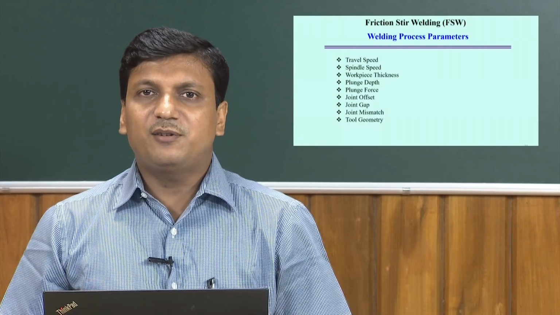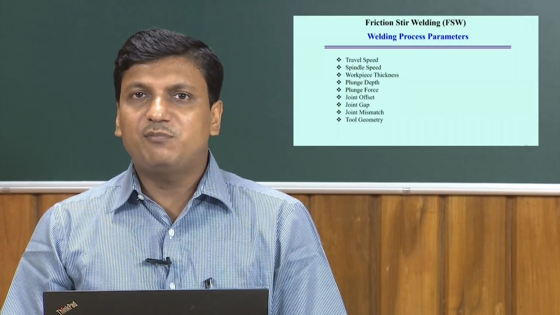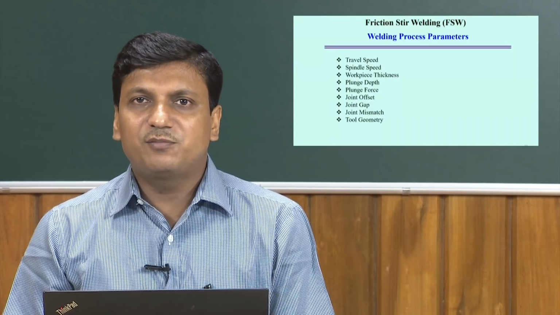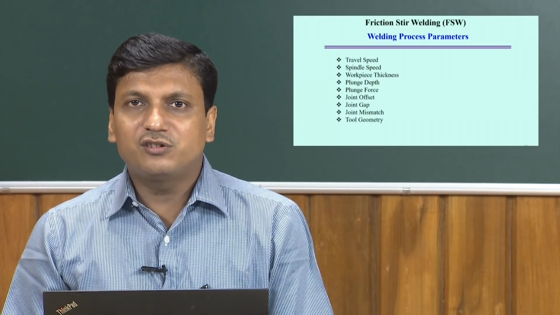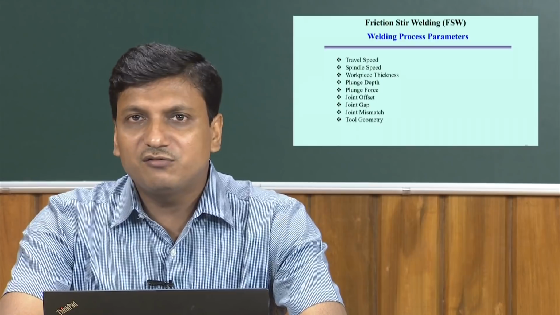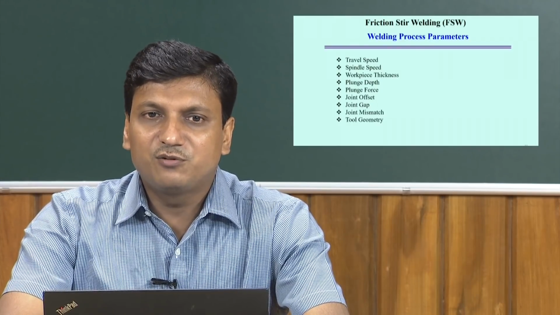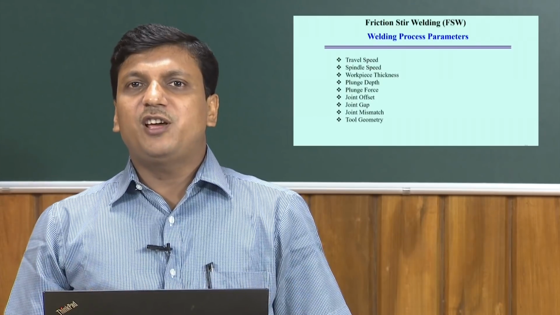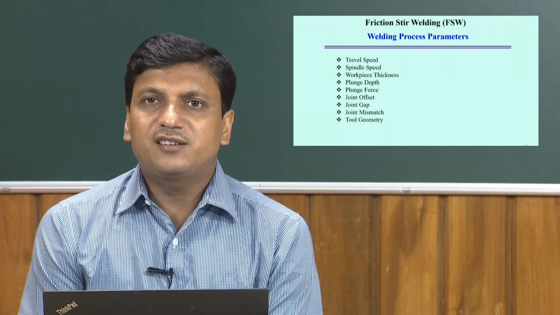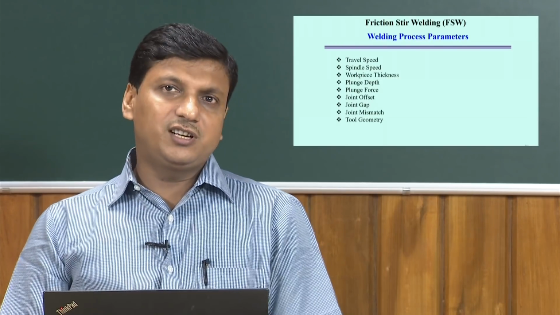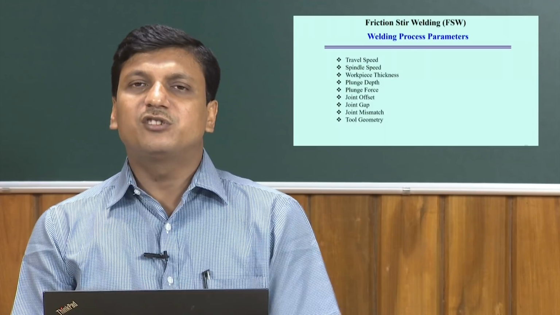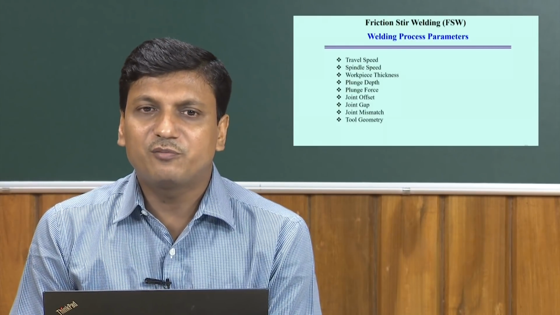Then joint gap is an important parameter: up to what extent we can keep the gap between the joint, or whether a tight control of the joint is necessary. That depends on the type, nature, joint configuration and practical limitations. So, based on that, the joint gap can be one significant parameter for the FSW process. Then joint mismatch: sometimes two materials of different thickness are required to be joined. If the thicknesses are different, then the parameter selection may be different as compared to materials of similar thickness. So, that is also another important parameter.